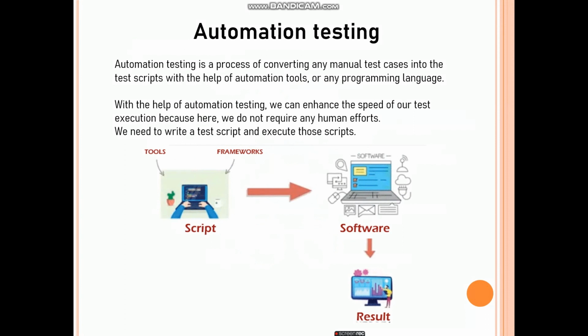Automation testing is the process of converting any manual test cases into an automated runnable format. Okay, so the manual test cases we have to convert into scripts with the help of automation tools or any programming language. So here we need programming language knowledge. With the help of automation testing, we can enhance the speed of our test execution. Here we do not require any human effort. We need to write the test script and execute those scripts.